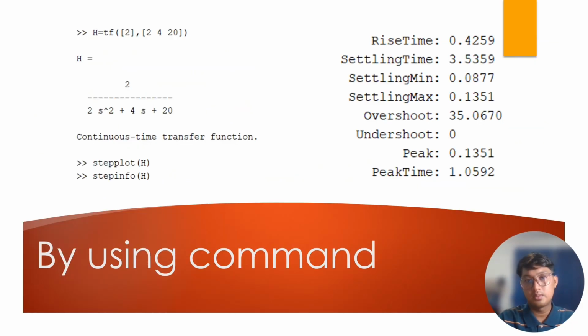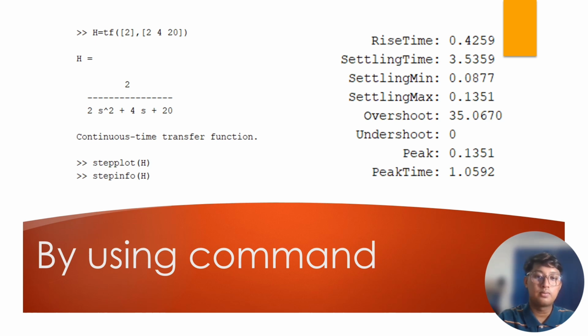By using commands in MATLAB, the first one we put is h equals tf, where tf refers to transfer function. Then we put the transfer function with numerator 2 and denominator 2, 4, 20, and we get the transfer function. After we put h, the next one is step plot, step plot in brackets h, and we get the step response.